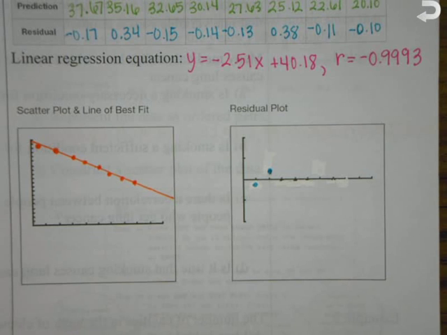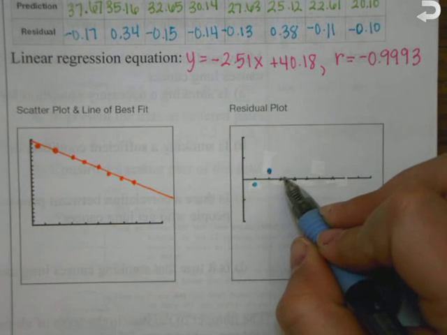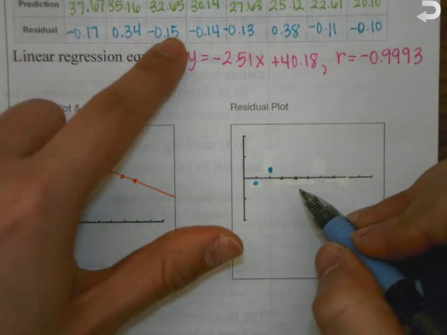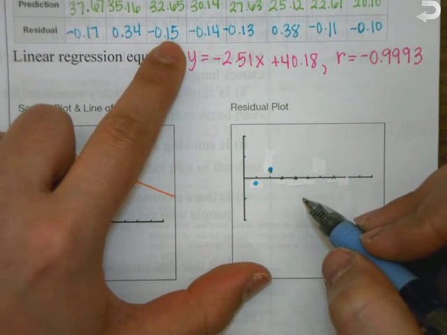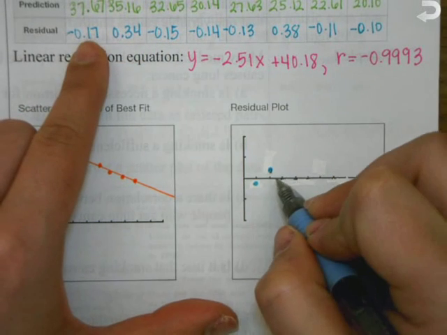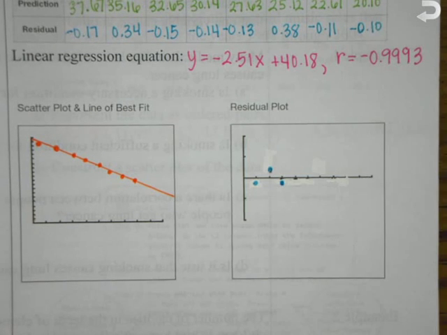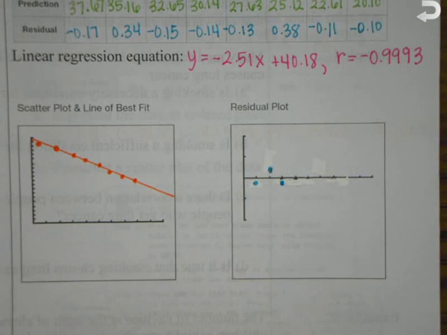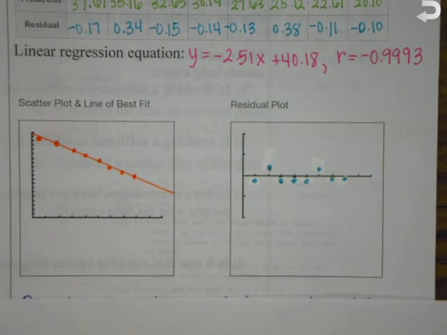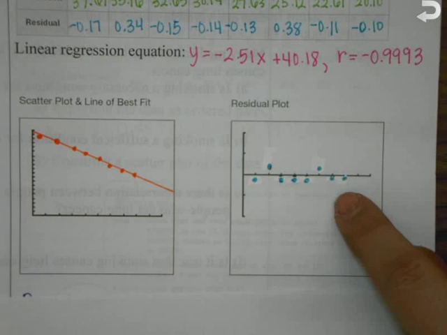I'll do one more with you, and then I'm going to have you guys finish it. So the next one would be 3 and negative 0.15. Negative 0.15 is smaller than negative 0.17, so it's going to be just a little closer to the x-axis than your first one was. And then I want you guys to finish it. So finish plotting your residuals. All right, so your residual plot should have looked something like this. Is that kind of what you guys got?